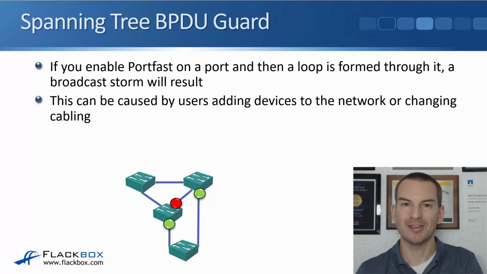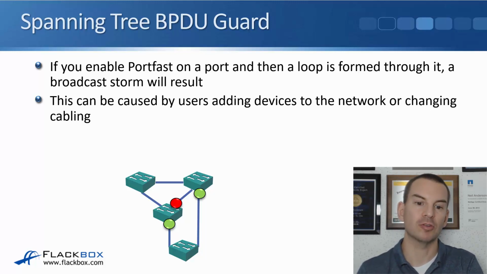Now, hopefully it's quite obvious that there could be a big problem with this, because if you enable Portfast on a port, you're disabling spanning tree, and if a loop is formed through it, then you're going to get a broadcast storm. And this could happen. The most common reason is users doing things that they shouldn't be doing, like adding devices to the network, like additional switches, or changing the cabling. And you can see that's what's happened in the diagram here.